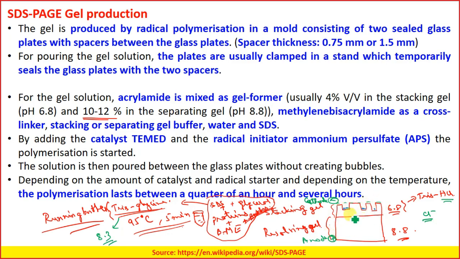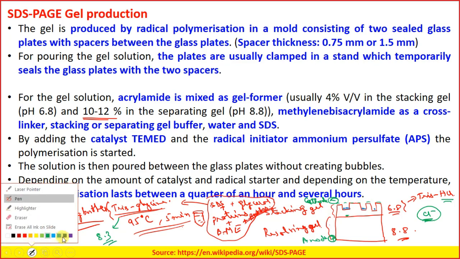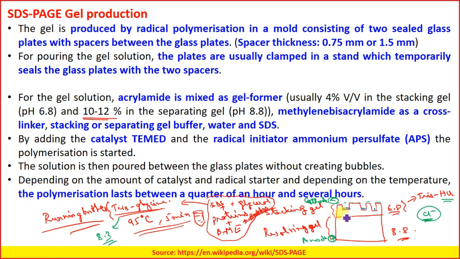So when you do this, what happens? These chloride ions come over here initially, since they have the lowest size. Then the protein molecules with SDS line up over here. Okay, and then the glycine molecules come on top. Now, why is it happening like this?